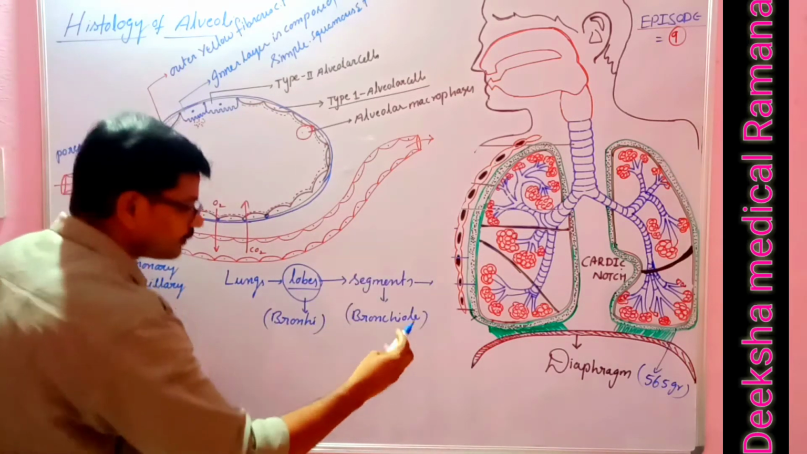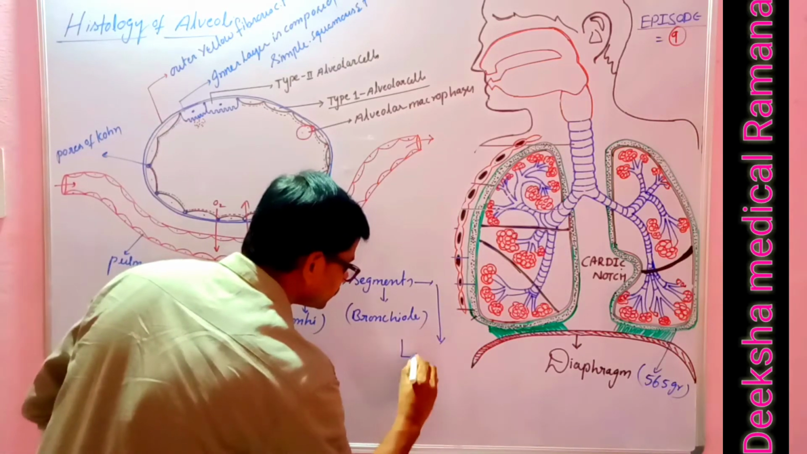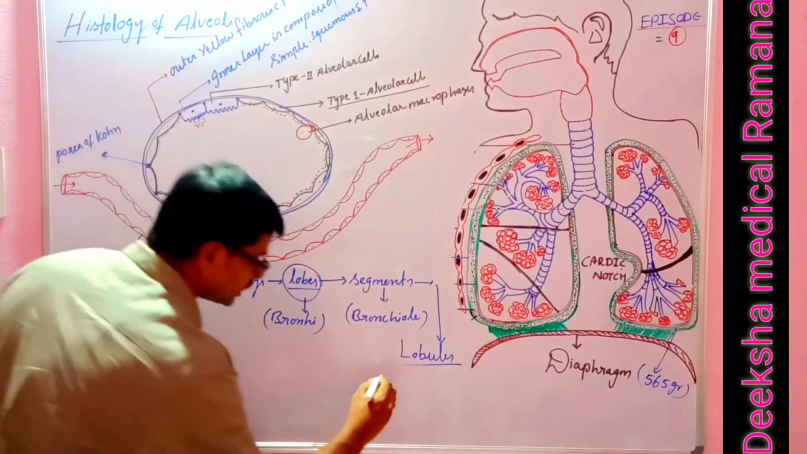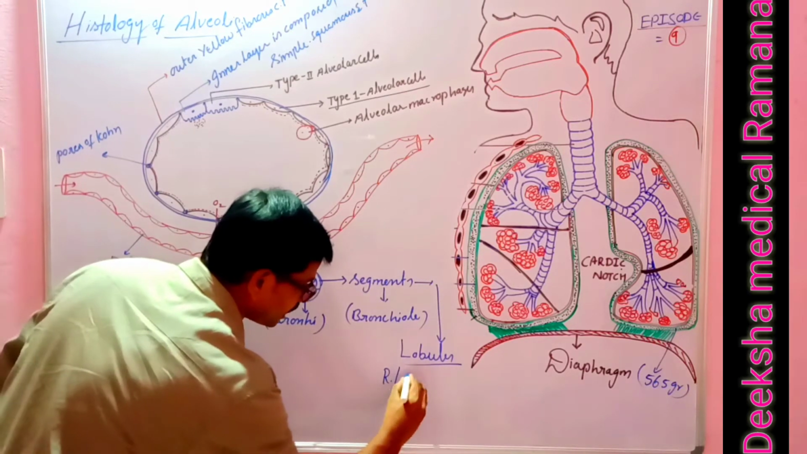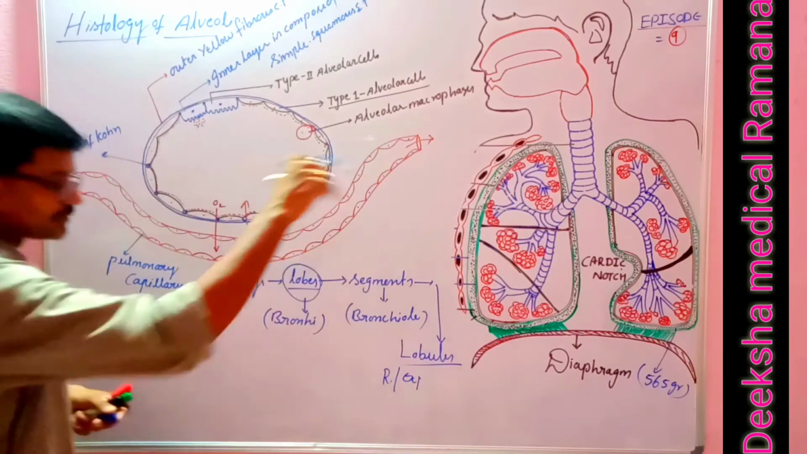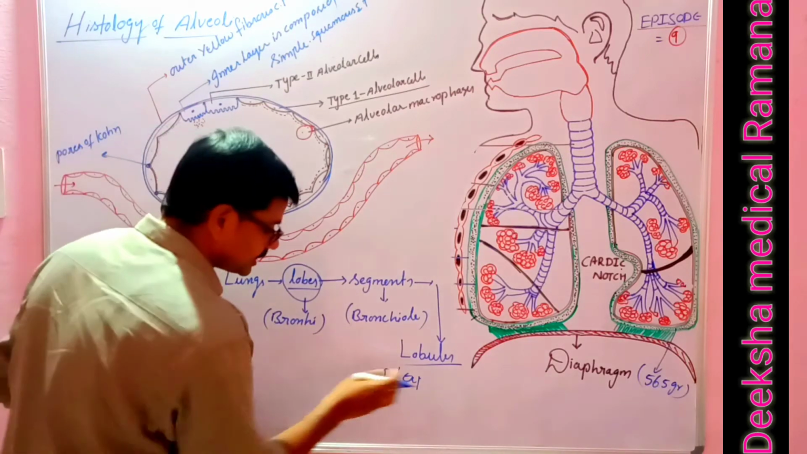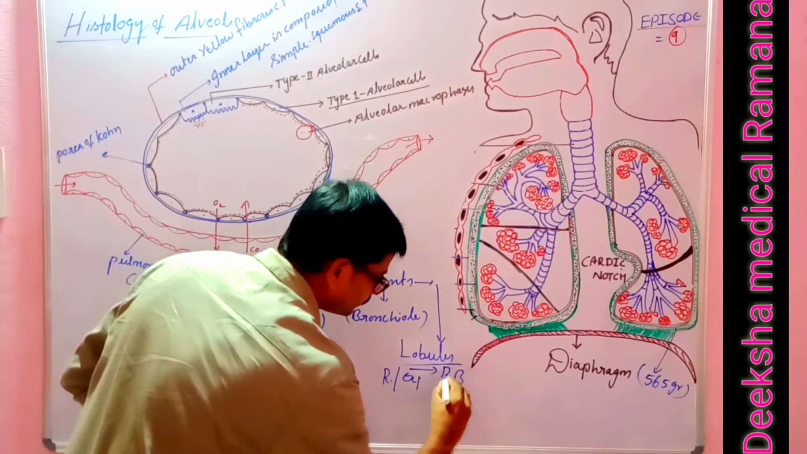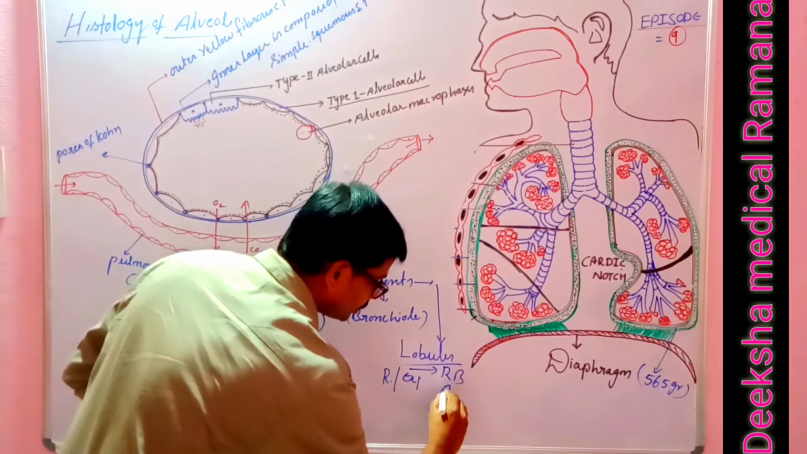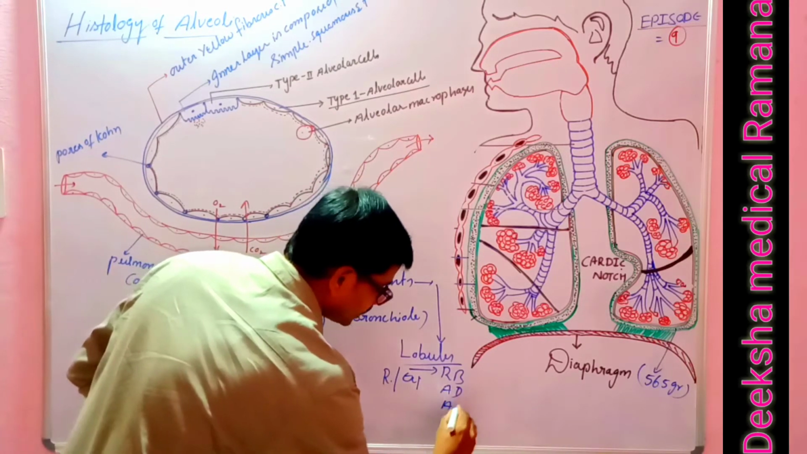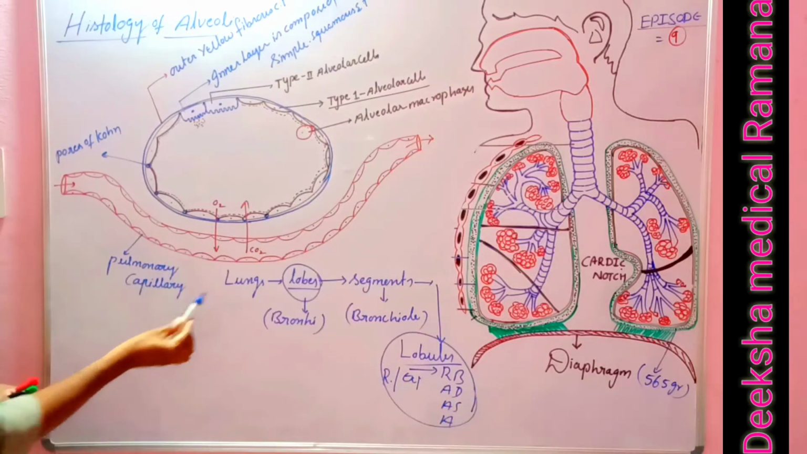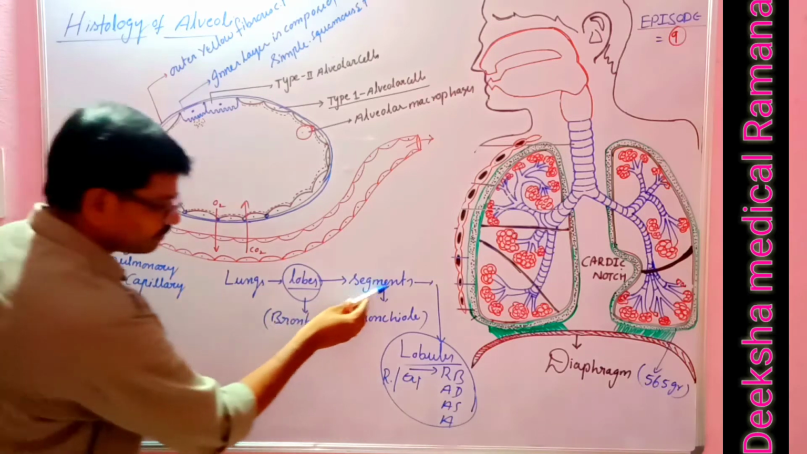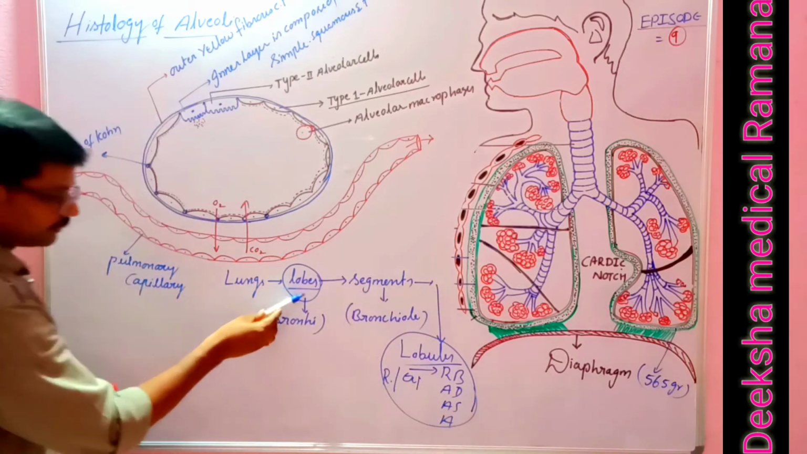Now segments form the lobules. Lobules contain the respiratory or exchange part of the respiratory system. What are the respiratory or exchange parts of the respiratory system? That may be the respiratory bronchiole, right? Next, the alveolar duct, alveolar sac and alveoli. So lungs contain lobes, lobes contain segments, right? These segments form the lobules. Okay, we learned this already.